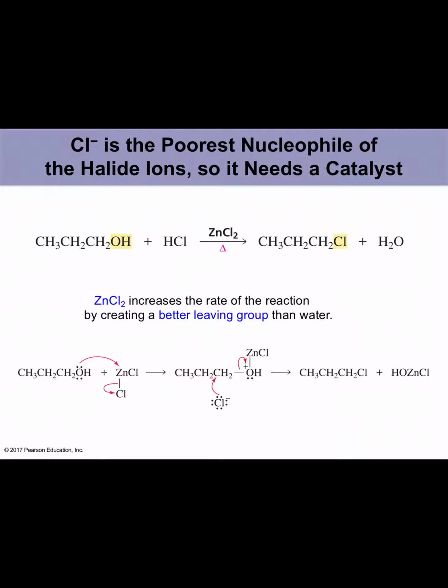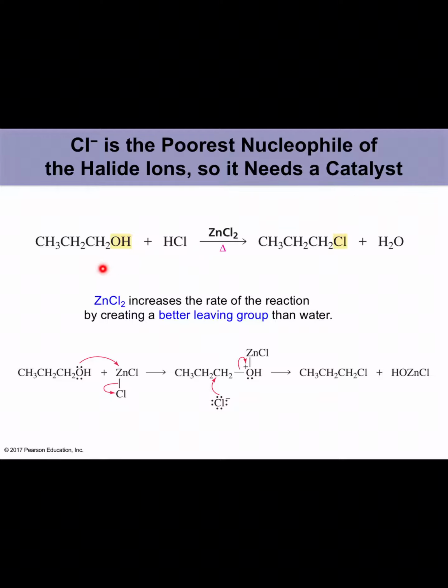Now the chloride. Remember, in the previous slides it was the bromide that was the nucleophile. And chloride is also one of the halogens. But compared to the bromide, chloride is a poor nucleophile. Because of that, it needs a catalyst. Chloride is the poorest nucleophile of the halide ions, so it needs a catalyst.